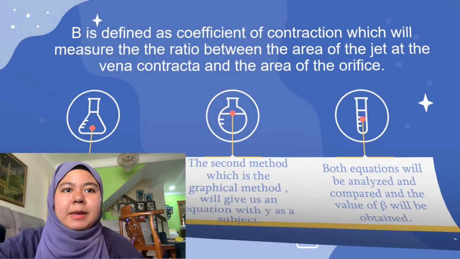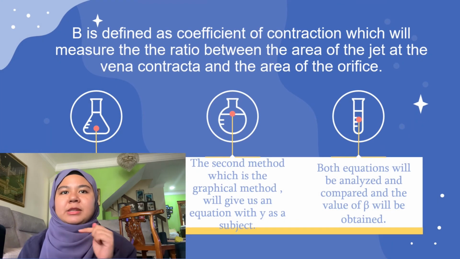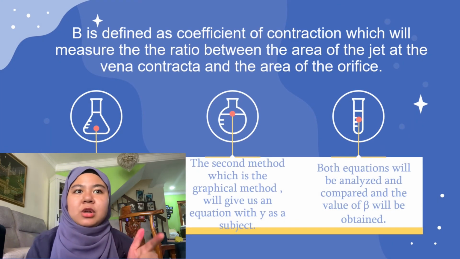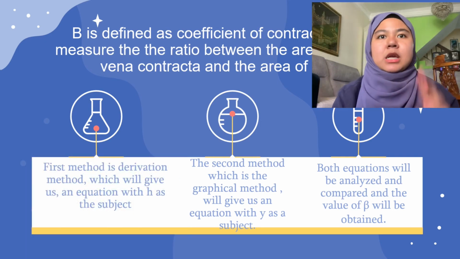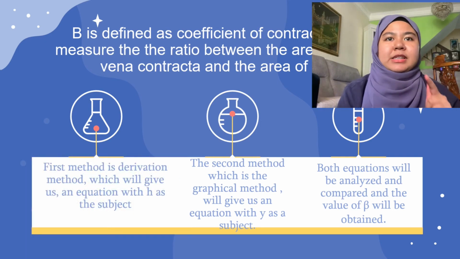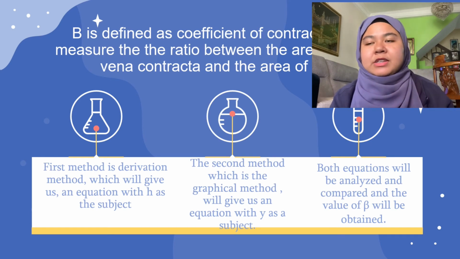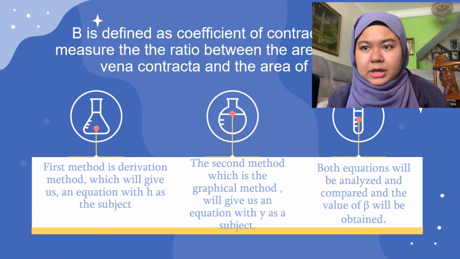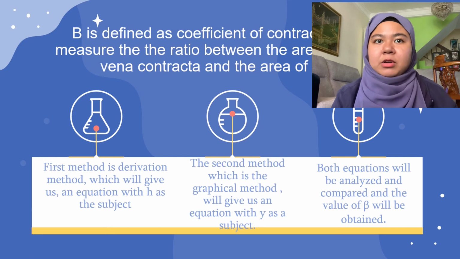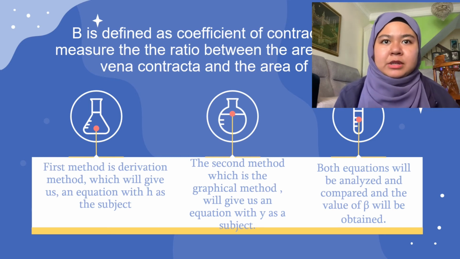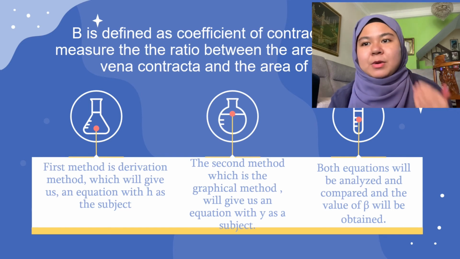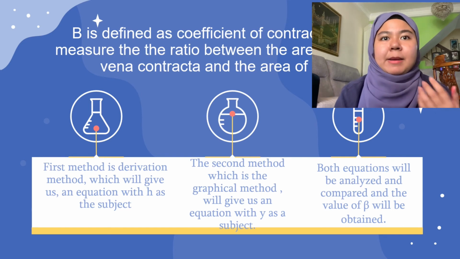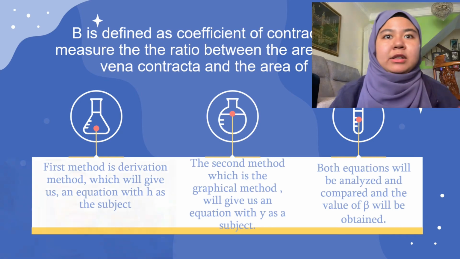The main purpose of this experiment is to determine the coefficient of contraction, which will be calculated by comparing two equations obtained from two different methods. The first method is the derivation method, which will give us an equation with H as the subject, while the second method, the graphical method, will give us an equation with Y as the subject. Both equations will be analyzed and compared, and the value of B will be calculated.